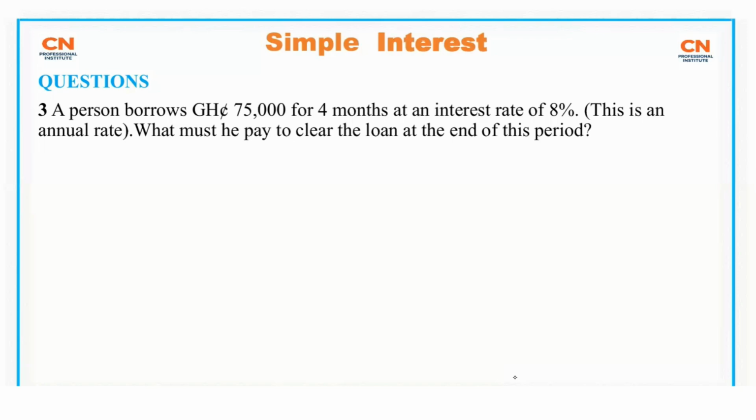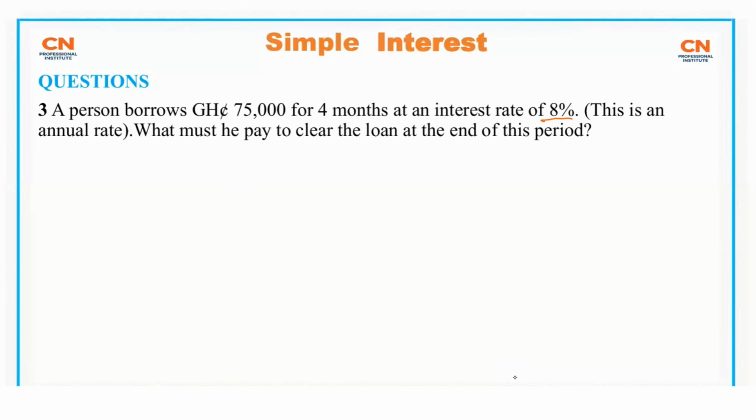Then we look at this one too. It says a person borrows 75,000 for 4 months at an interest rate of 8%. They said the 8% is an annual rate. What must he pay to clear the loan at the end of the period? So at the end of this period, he has to pay the principal and the interest. So you have to calculate the interest and add it to 75,000. Now, how do you get the interest?